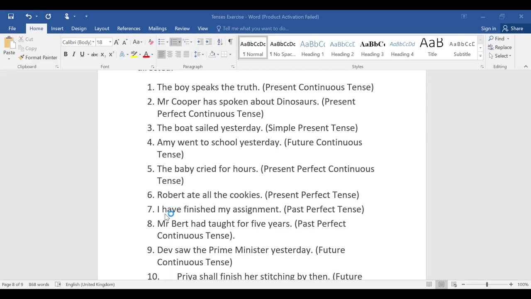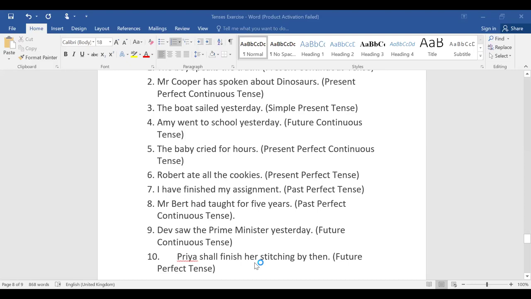Seven, I have finished my assignment. Even though you are here to start yours. Finished, past tense. Change it to past perfect tense. Eight, Mr. Bert had taught for 5 years. Change taught to past perfect continuous tense. Nine, Dev saw the prime minister yesterday. Change saw to future continuous tense. And then the last one, Priya shall finish her teaching by then. Shall finish. Change it to future perfect tense.